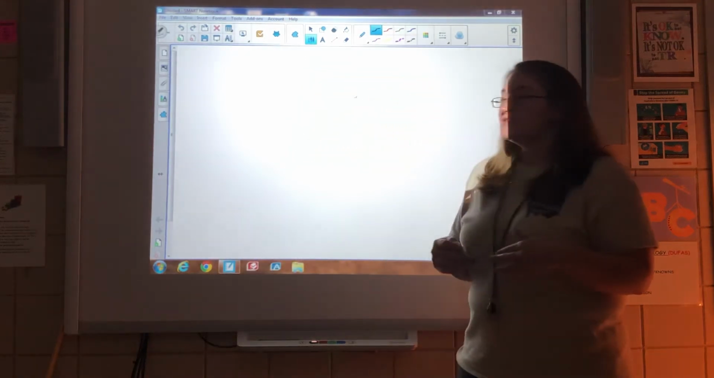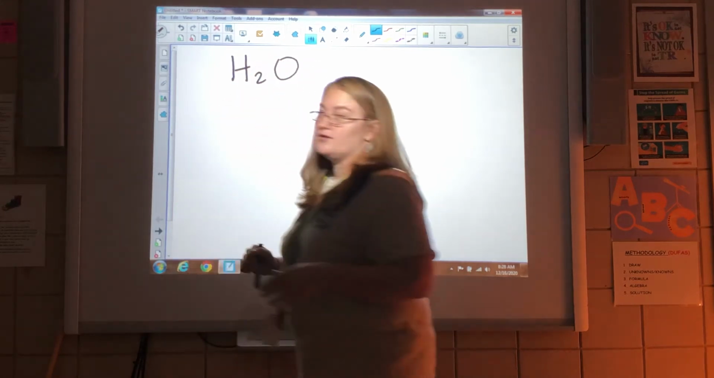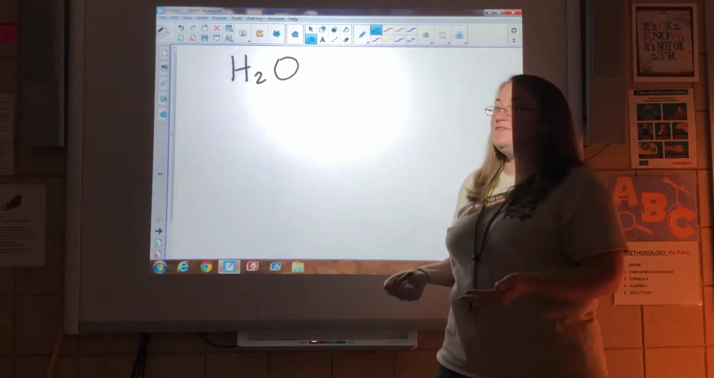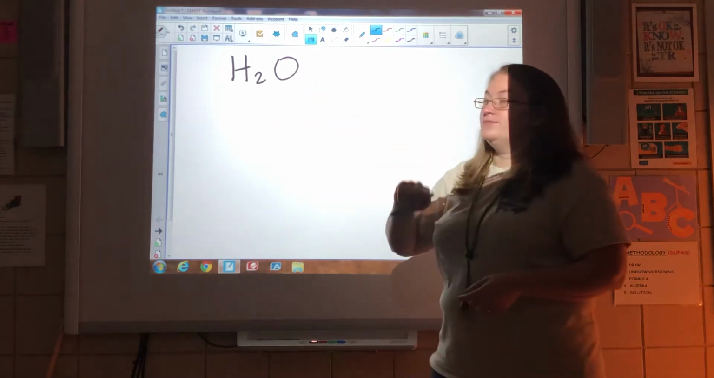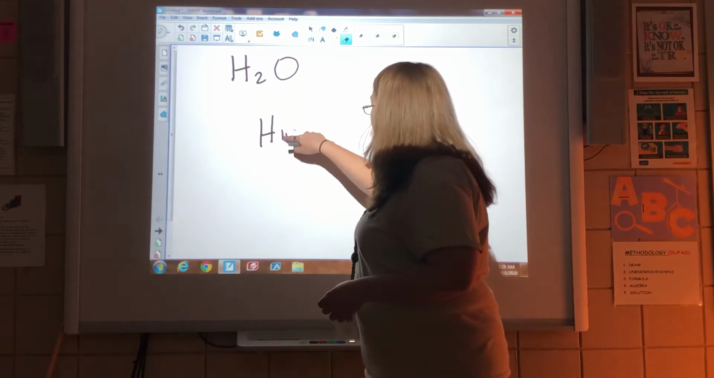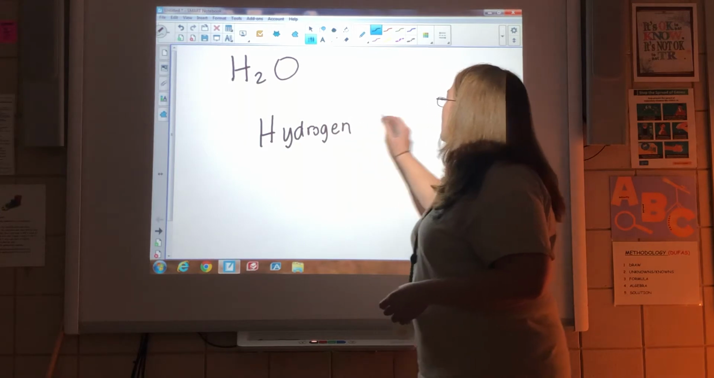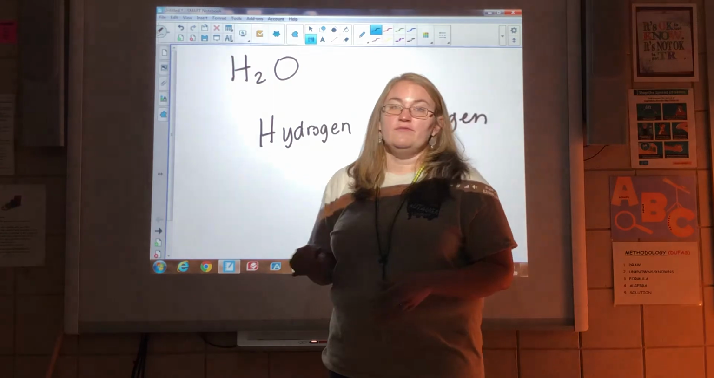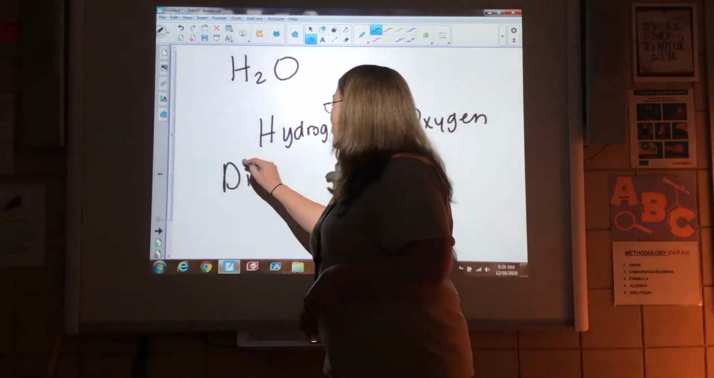So, let's start with something we're all familiar with. What is the common name of that molecule? Water, H2O. So we're going to name this molecule scientifically using our prefixes. So what elements do we have? Hydrogen, oxygen. We have hydrogen and we have oxygen. How many hydrogen do we have? 2. So we're going to use the prefix di. So we have dihydrogen.